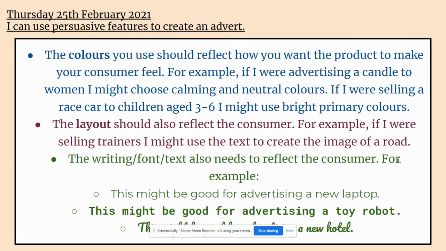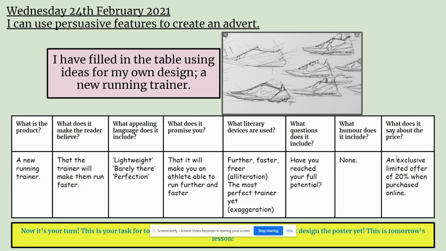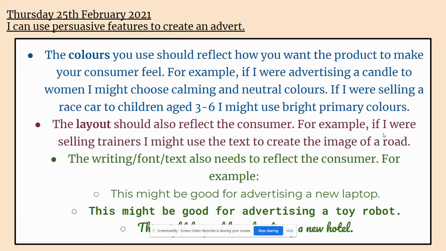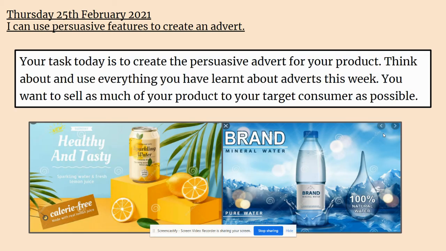So when you are thinking about your poster for your advert today, in which you are including all of the answers to these questions that you thought of, you might need to think about colours and layout and writing as well. That's it for this week. So your task is to create the persuasive advert for your product. Think about and use everything you have learned about adverts this week. You want to sell as much of your product to your target consumer as possible. So make sure that you appeal to them.